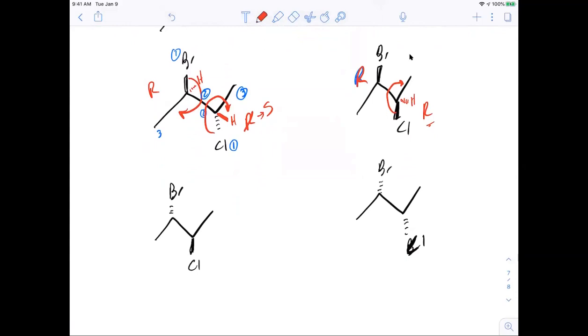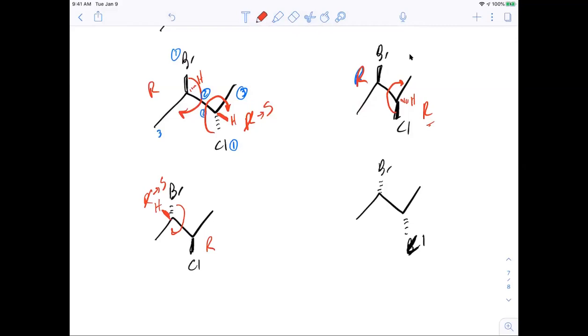Over here, we're going to go 1, 2, 3 in this direction. So that is R, but where's my lowest priority? It's forward. So that would actually be S. We know that one's R from the previous one. And again, you should take your time doing this. I'm running out of class time.